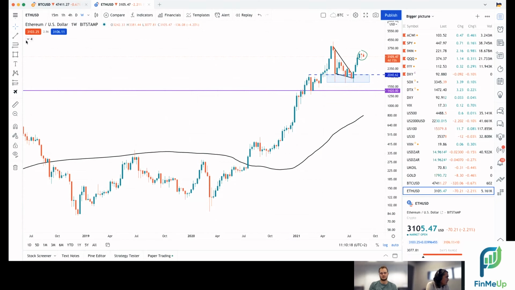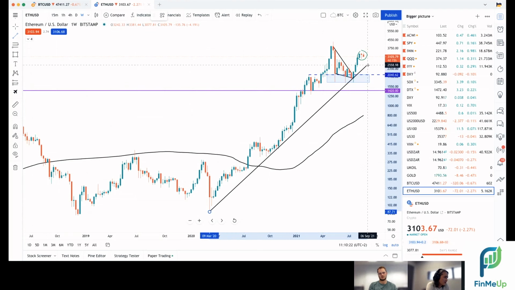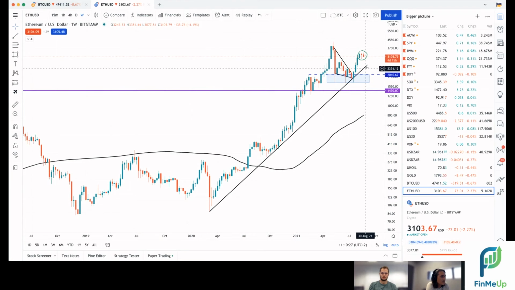In general, I think that in the shorter term we've got a very nice little uptrend situation happening here. As long as this trend line does not break, we should remain bullish. I would also consider this 2040 level as a buy. I'm just a patient hodler, if that makes sense.